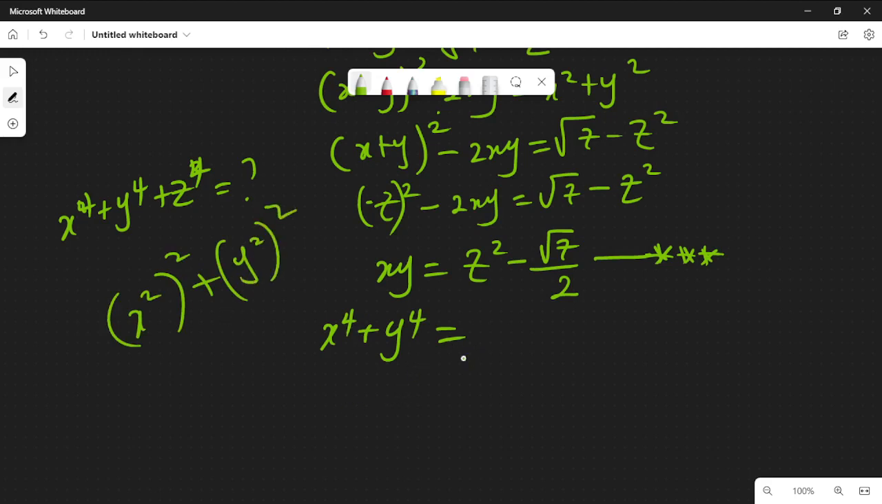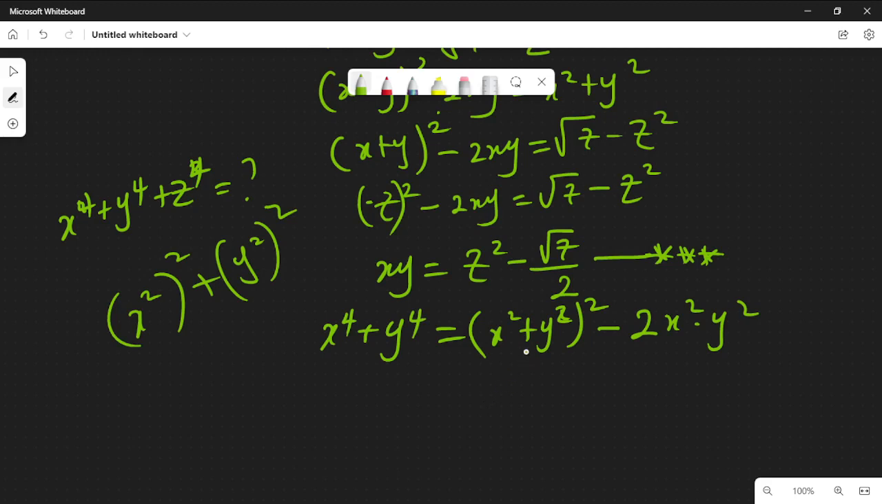So if that should be the case, then this can become what? I can rewrite this as x squared plus y squared all to the power of 2, that is an algebraic identity, minus 2 x squared times y squared. Can you see that now? So if that should be the case, what's the value for x squared minus x squared plus y squared?